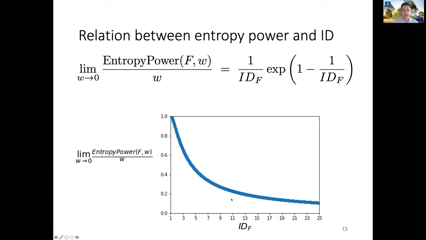One can also think about this in terms of something like a concentration effect. We've got the entropy power over W, this normalized entropy power, as W goes to zero. If we graph that, if we increase the ID and see how this changes, we can see that as the ID increases, the normalized entropy power decreases. You can think of this as a bit like a concentration effect. As the ID increases, there's less and less uncertainty about the distance distribution. In other words, your entropy decreases.